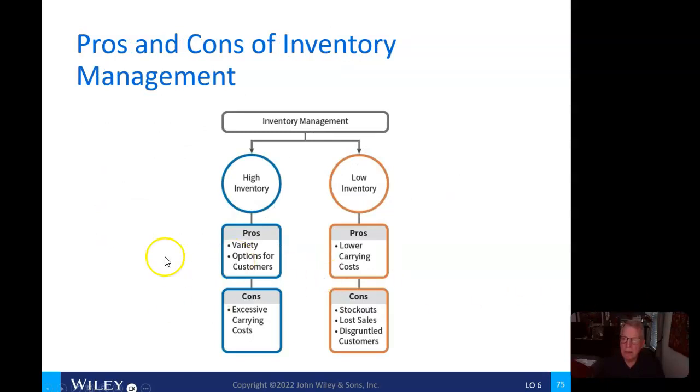Pros and cons of inventory management. And here we have high inventory, low inventory. The pros of high inventory is we give the customers lots of options. However, the cons, it's very expensive carrying a lot of inventory. Carrying costs are a lot. Of course, lower carrying costs are better. However, you can have stockouts, lost sales, and disgruntled customers as a result. So inventory management is a lot like Goldilocks and the Three Bears, right? We want the porridge not to be too hot, too cold, but just right.